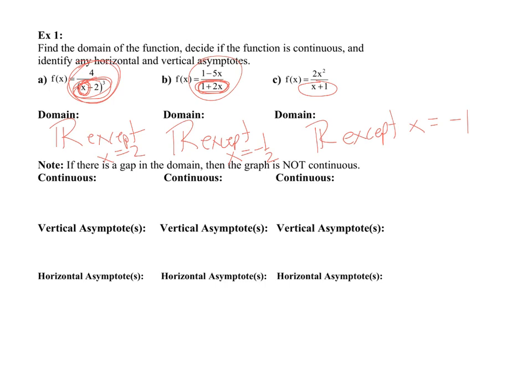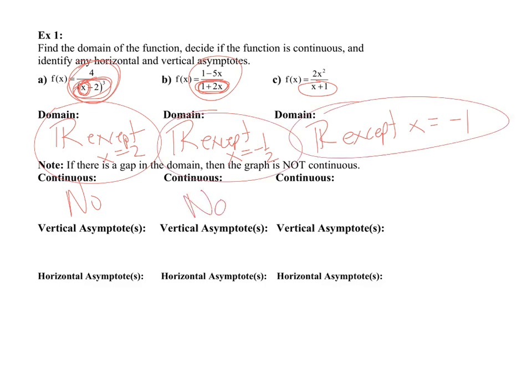Now, are the functions continuous? Continuous means there are no gaps in the domain, no gaps in the graph. Well, in this case, we have a gap, so it's not going to be continuous. There's a gap in the domain once again, so it's not going to be continuous. There's a gap in the domain once again, so it's not going to be continuous.